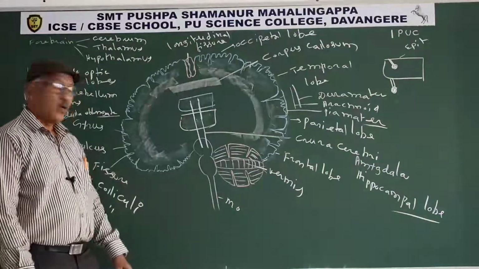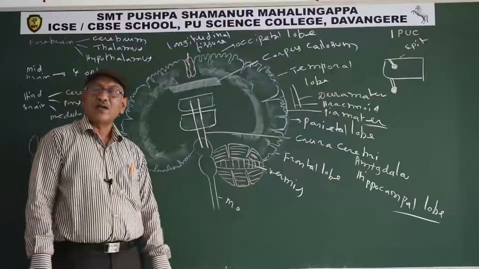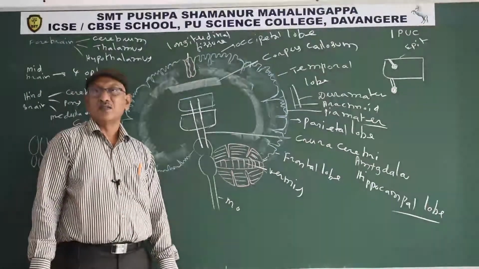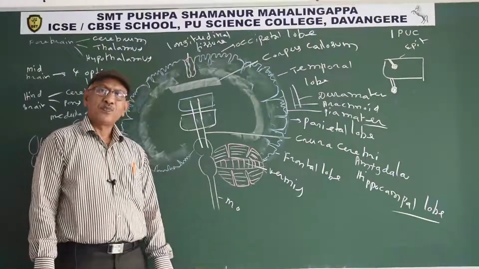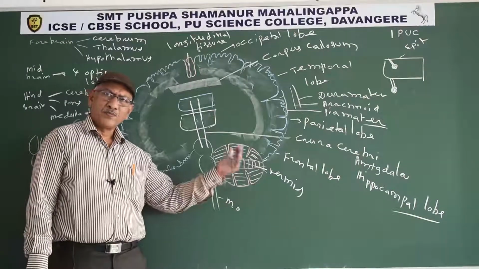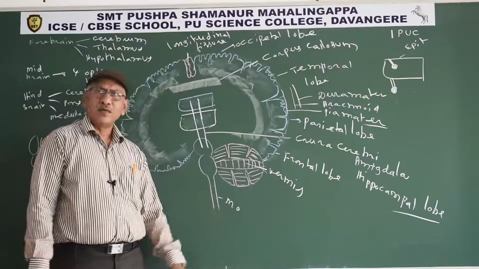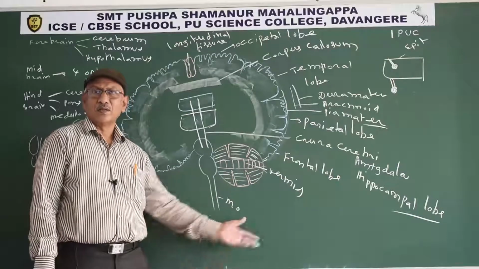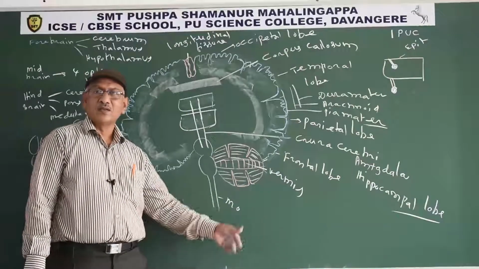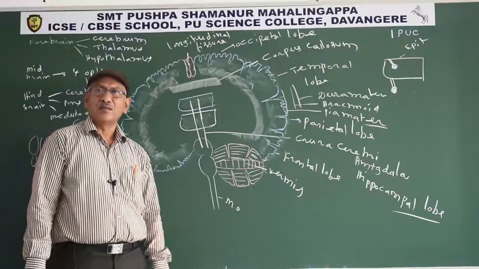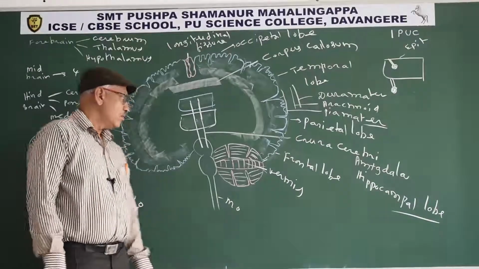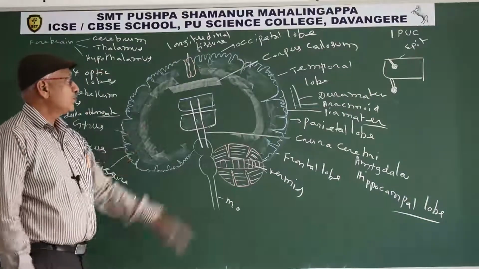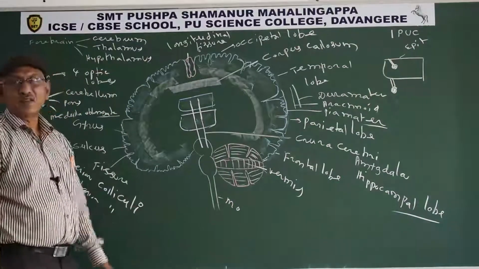Next one is medulla oblongata. Medulla oblongata controls the involuntary actions, swallowing. Similarly, it controls the involuntary actions of cardiac muscle, involuntary muscles, lungs, kidney, heart. So this is about the brain, structure of the brain.